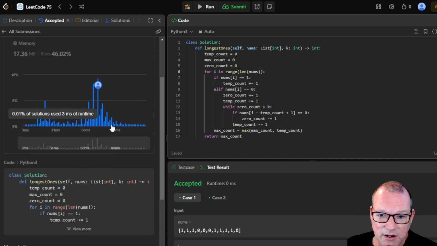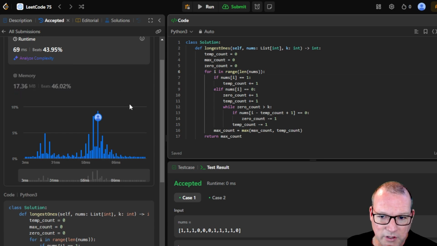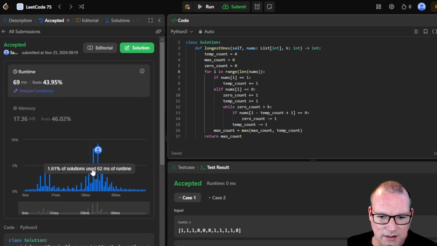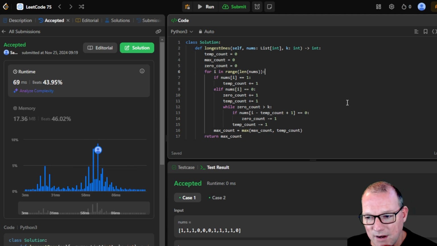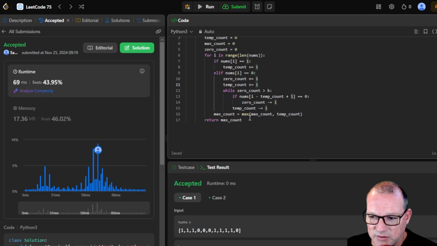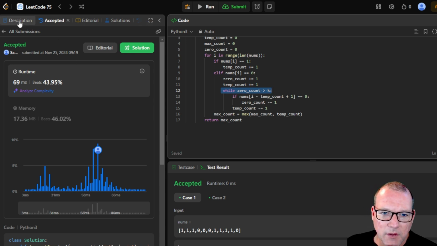And as you can see right here, it falls under 69 milliseconds and is faster than 43.95% of the other submissions. And it is very, very intriguing, and I love this solve where once you're moving, then you begin to move the other over while leaving the endpoint or the window open on the other end.